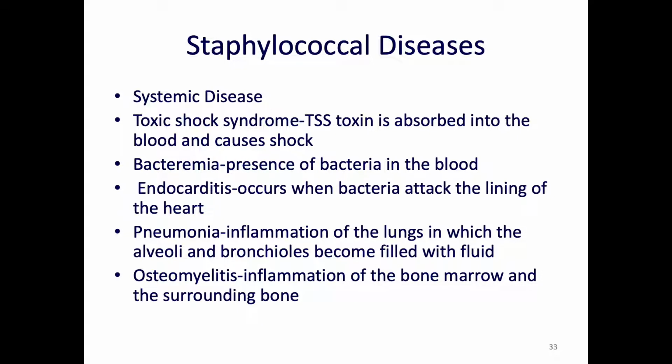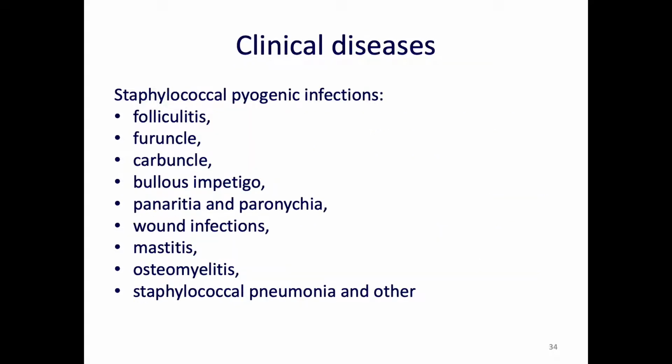Pneumonia is an inflammation of the lungs in which the alveoli and bronchioles become filled with fluid, and this is the result of the staphylococcal infection. Osteomyelitis is an inflammation of the bone marrow and the surrounding bone, also caused by staphylococci. Staphylococcal pyogenic infections are folliculitis, furuncles, carbuncles, bullous impetigo, panaricia, wound infections, mastitis, osteomyelitis, staphylococcal pneumonia.